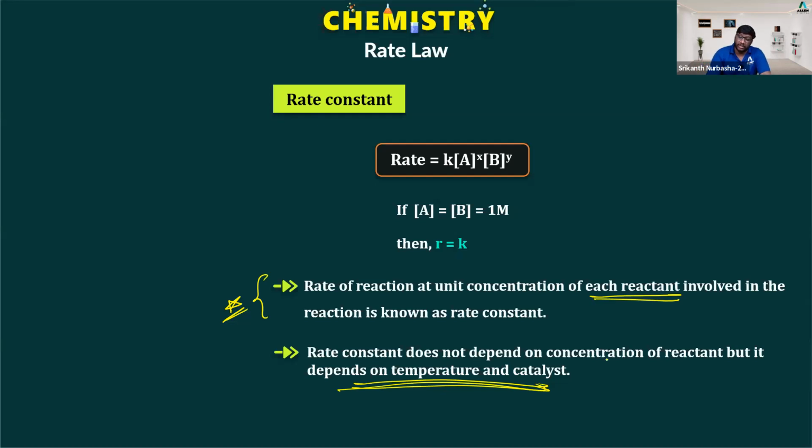Rate constant does not depend on concentration of reactant, but it depends upon temperature and catalyst. If you increase the temperature, the collisions increase, rate of reaction increases, rate constant changes. If I use a catalyst, the reaction path changes, rate constant changes because rate of reaction increases. But it is not going to change just by increasing the concentration. Is that clear? Yes, sir. Rate constant does not depend upon concentration of reactant, but depends upon temperature and catalyst.